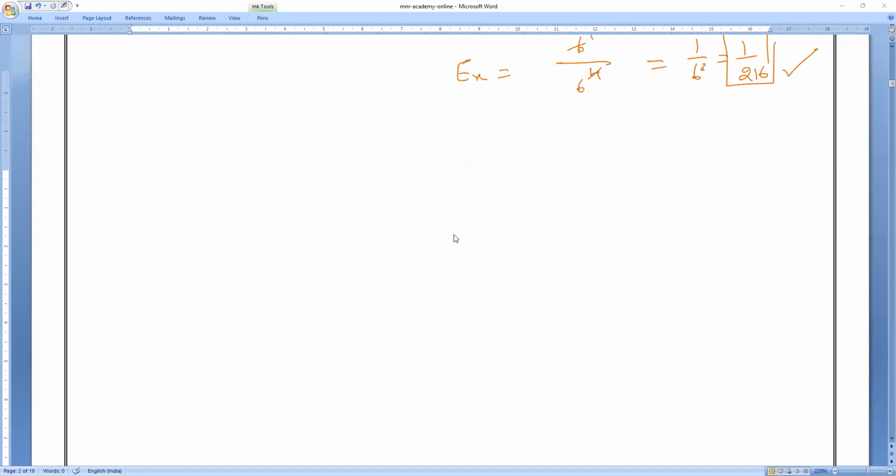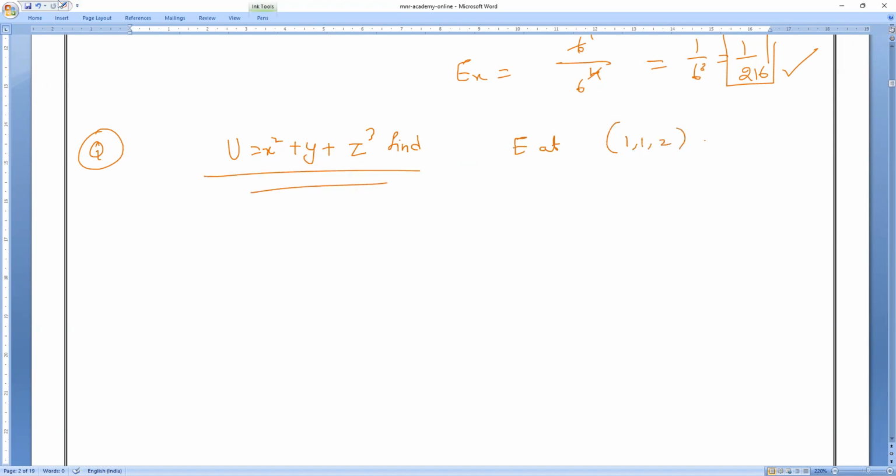Next question I will give you, let me see how many of you will solve. Find the magnitude of E, that's all. So V is equal to x square plus y plus z cube. Find E at 1, 1, 2. So that's all the question is. Do it fast. Find the function of Ex, Ey, Ez.